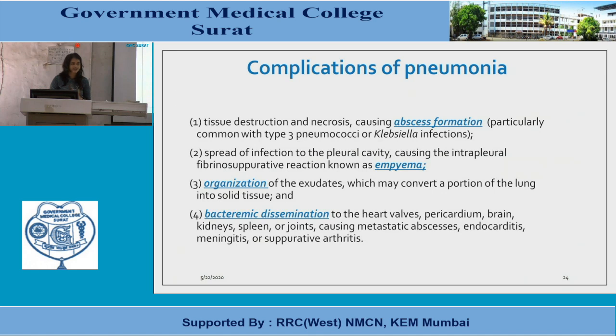Third is the organization of exudate. The exudate will be organized and may convert a portion of the lung into solid tissue, so ultimately that area would be airless. And the fourth is that it involves the surrounding structures, like bacterial dissemination into the heart valve, pericardium, brain, kidney, spleen, and joints, causing meningitis, endocarditis or arthritis.